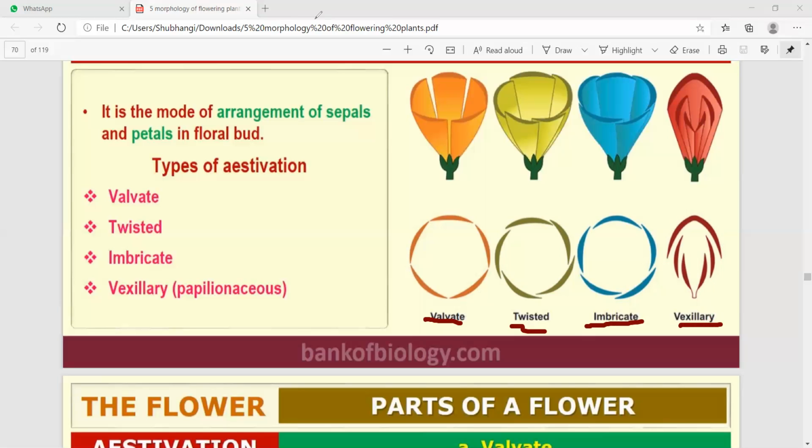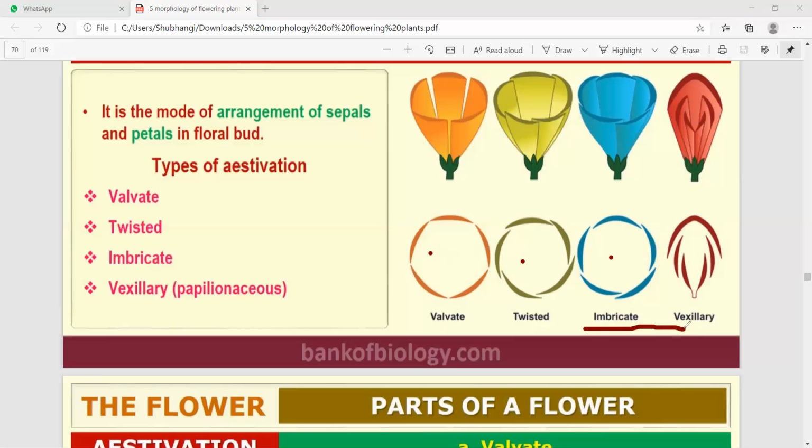Any doubts here? Sir, in imbricate, the number of outer petals can vary. The number of petals can vary, but one thing is sure: it is neither following valvate estivation, nor twisted estivation. It is just connecting anyhow. Either one petal is covered by two other petals, or one petal is outside and it is covering another two petals. There is no definite arrangement. It is neither following valvate, nor twisted. So since there is no definite arrangement, it is called as what? Imbricate.